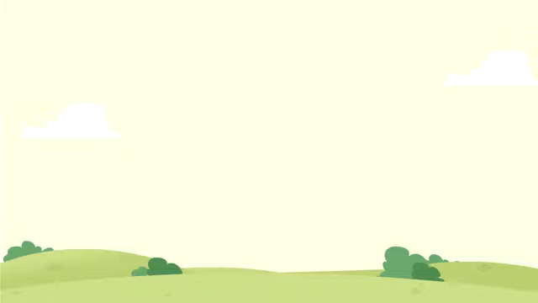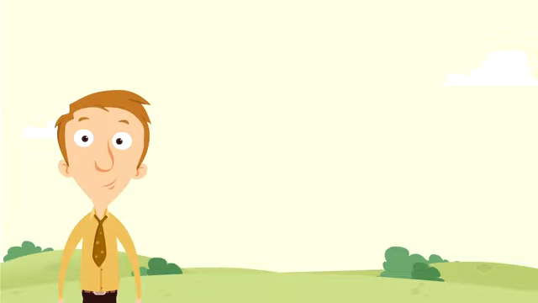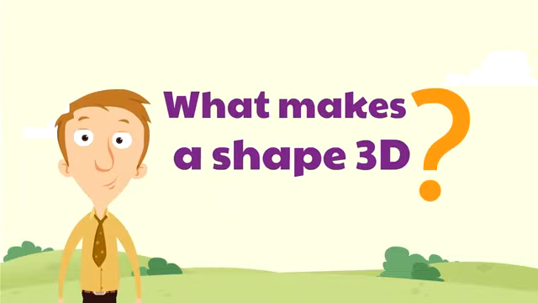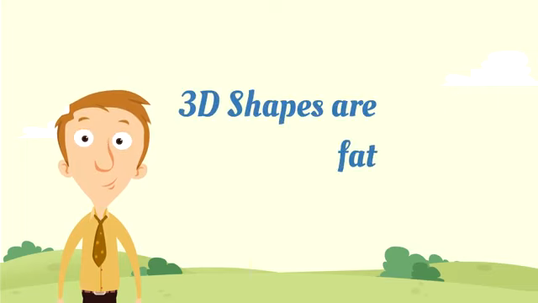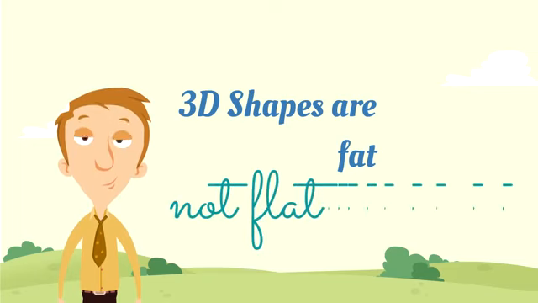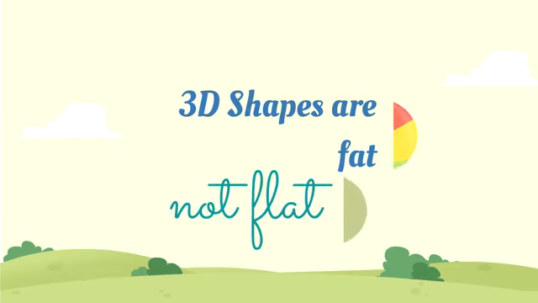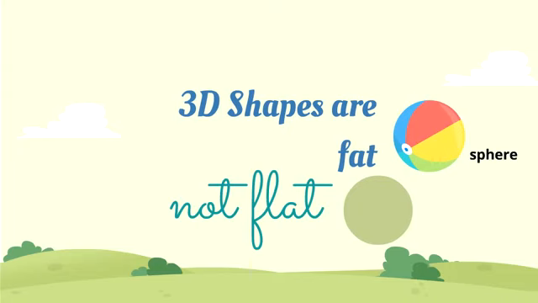So as we're starting out, it's important to remember what makes a 3D shape a 3D shape. There's an old rhyme that says, 3D shapes are fat, not flat. And you can see that with the sphere, which is a 3D shape we're about to learn, and the circle. The circle is flat, but the sphere is 3D. It's three-dimensional. All the shapes are like that. So let's learn all these 3D shapes.